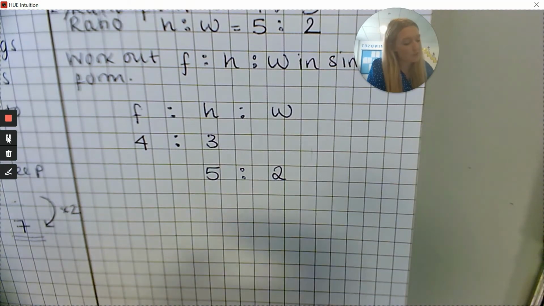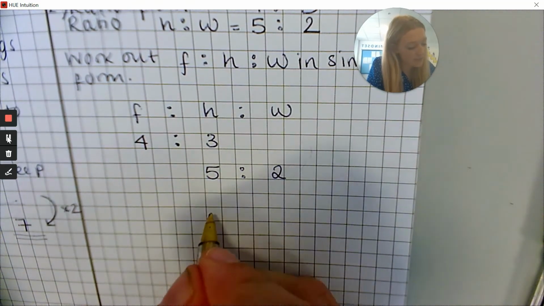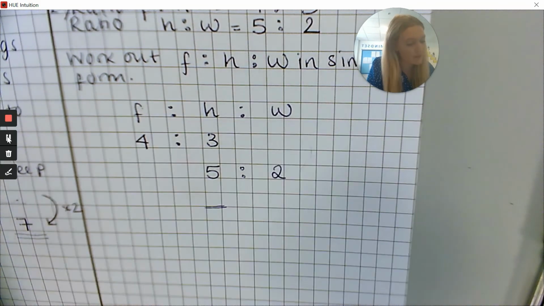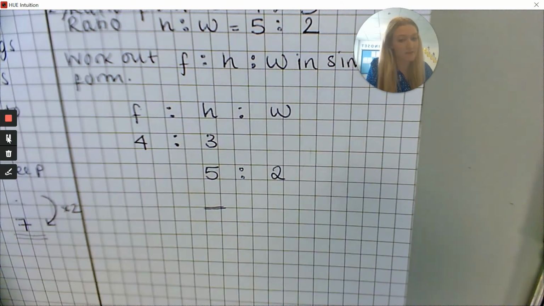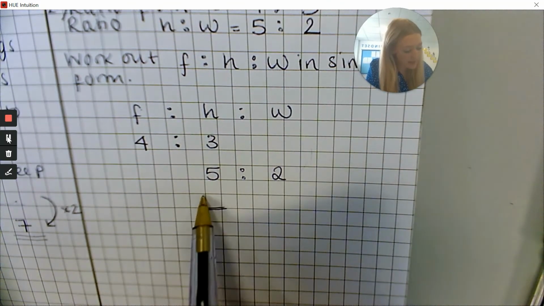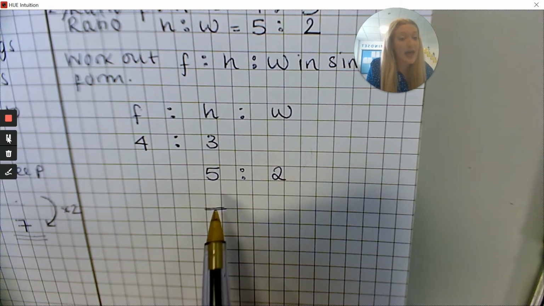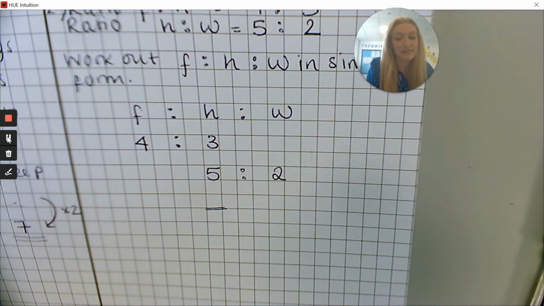What I'm going to do is make a new row here and put a new number in my H column that I can move to from this row and this row. So I need a number here that is a multiple of 3 and a multiple of 5. Can you think of a number that is in the 3 times table and in the 5 times table?